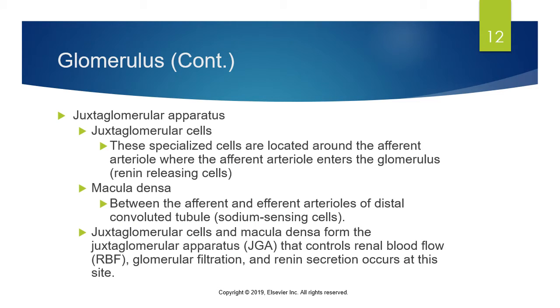The juxtaglomerular apparatus is made up of the juxtaglomerular cells, which are renin-releasing cells, and the macula densa, which are the sodium-sensing cells, and the whole juxtaglomerular apparatus controls renal blood flow, glomerular filtration, and renal secretion.